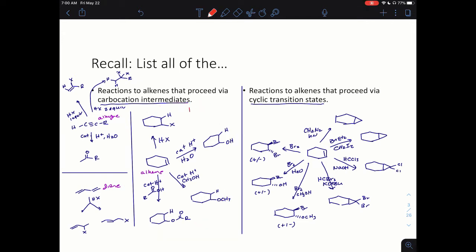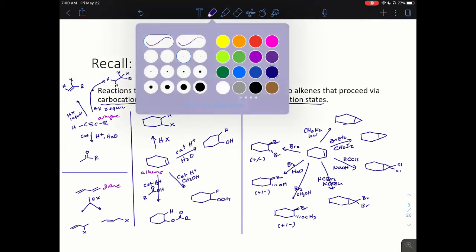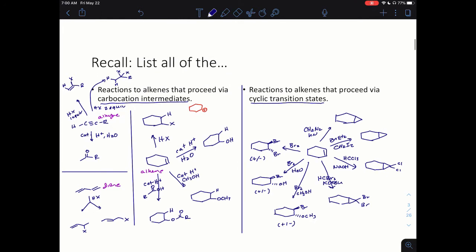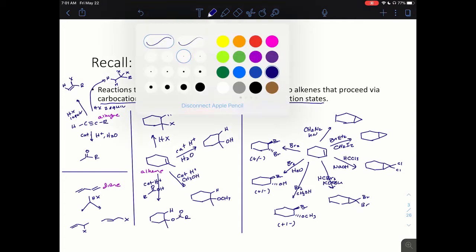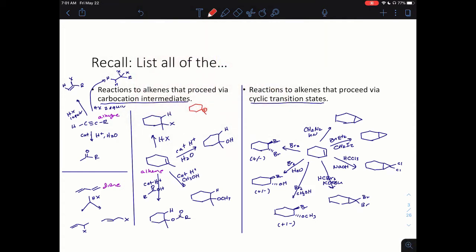They all proceed by a similar carbocation. If this was an asymmetric alkene where the two carbons had different substitution, we would see Markovnikov selectivity. So I can change this figure a little bit. We would see the oxygen-based nucleophile adding to the more substituted carbon. These reactions go via the most substituted carbocation, and so we get the most substituted product. We call that Markovnikov selectivity.